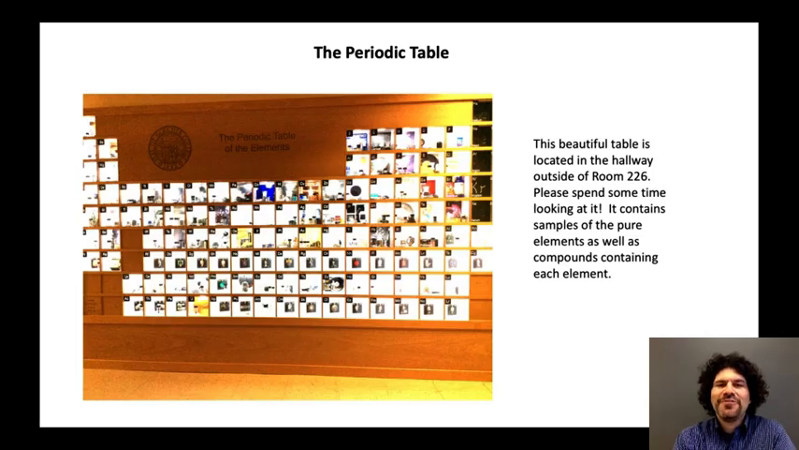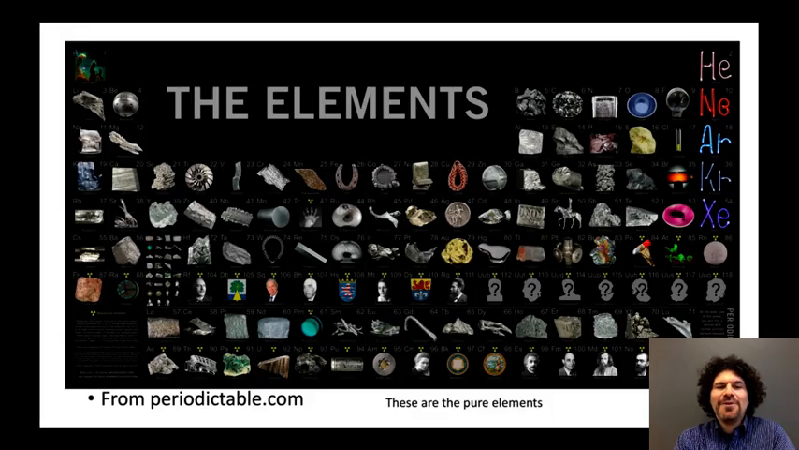I know the chemistry professors here still walk by it every day, but stop and look at it on the way to our labs. So if you were to Google periodic table, you might come up with the following table. This is from aptly named periodictable.com, and this has a picture of the pure elements. And then you can see from these pictures that many of the elements are metals, and we will get back to that shortly.